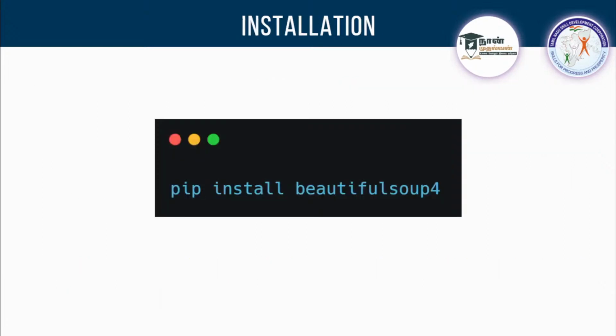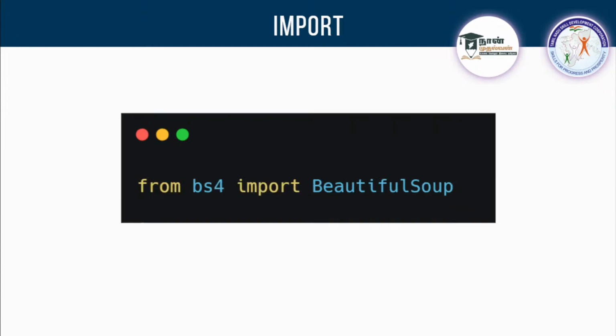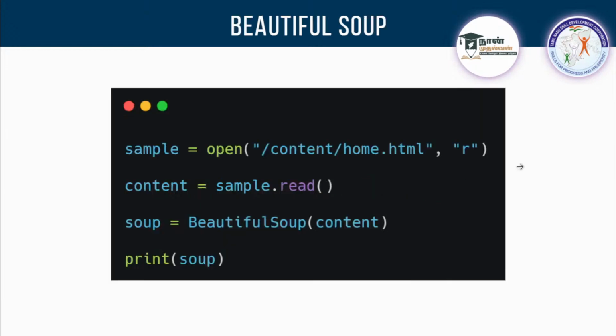First will be the installation part. If you want to use Beautiful Soup, you have to install this library: pip install beautifulsoup4. Once you install it, you can import it from bs4. It's in the name bs4. You can import this class BeautifulSoup, with B and S in capital letters. By creating an object of this, we can do the scraping process.